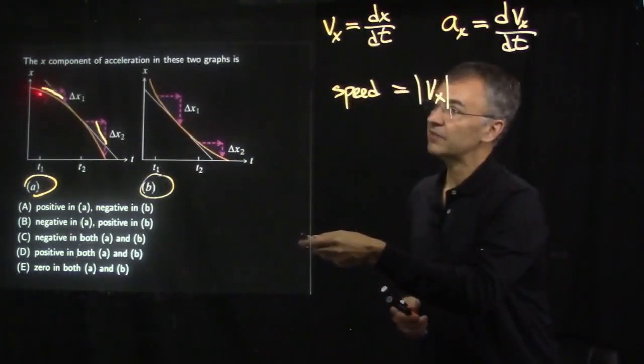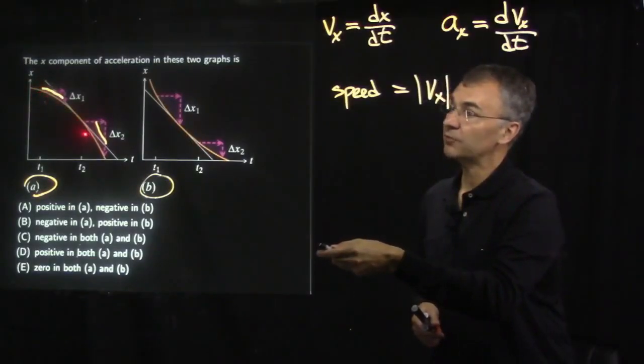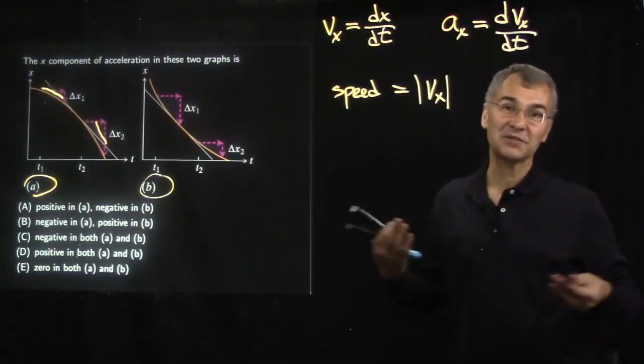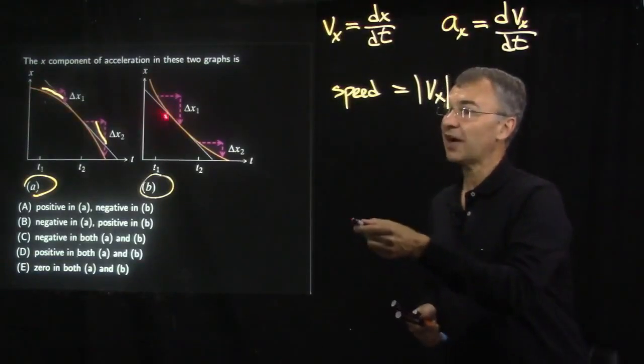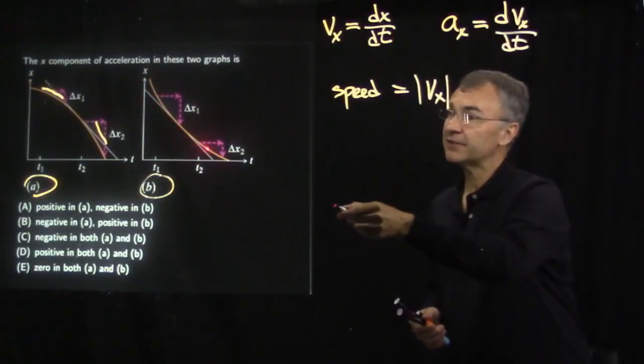V sub x is negative, but of small magnitude, and now it's negative, but of bigger magnitude. So it got even more negative. So that's a negative change. To make something more negative, you have to subtract from it. Okay, then in this graph, I still see a negative slope here, but now the slope is becoming less negative.